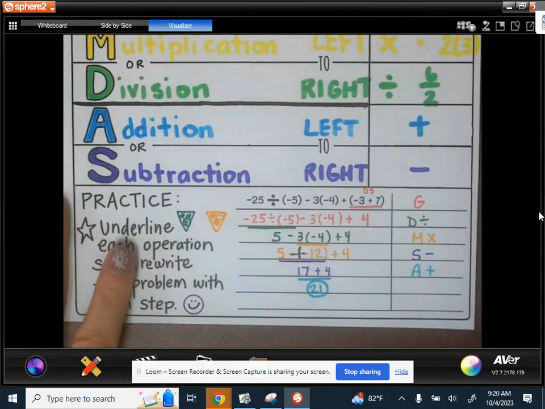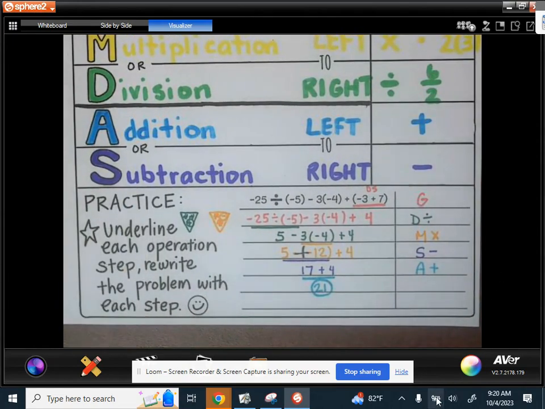Okay, so as long as you use your integer rules and you follow the order of operations, GEMDAS, you will be just fine. But don't try to rush and skip steps. Make sure you're doing every step and following all your Dorito Man rules or your same sign and different sign rules, and you will do just fine.